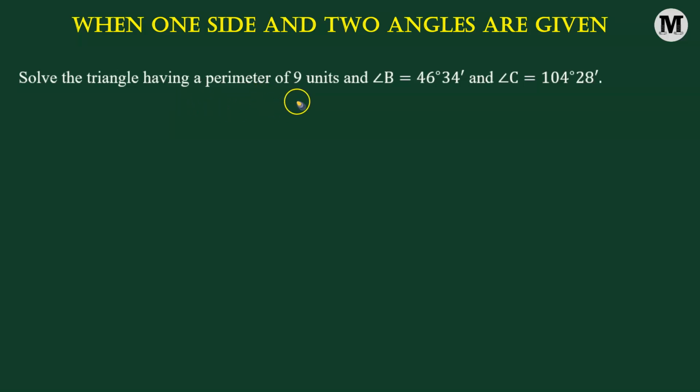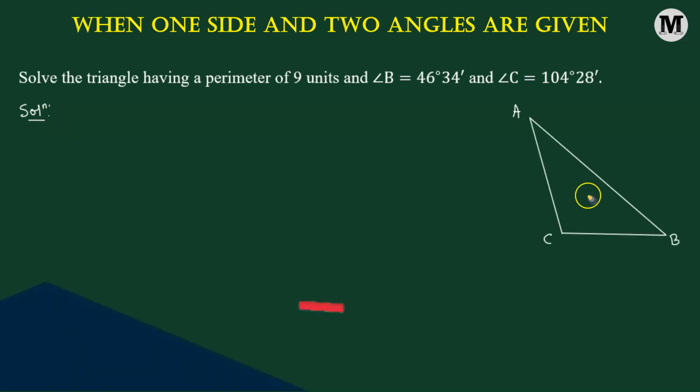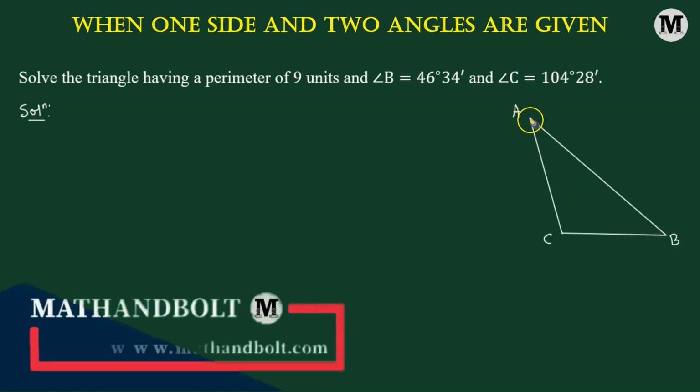Solve the triangle having a perimeter of 9 units. Angle B and angle C measures are given to us. Okay, let us begin. First, we'll try to understand the problem graphically. So here we have a triangle with vertices A, B and C. The angle measures of B and C are given to us.